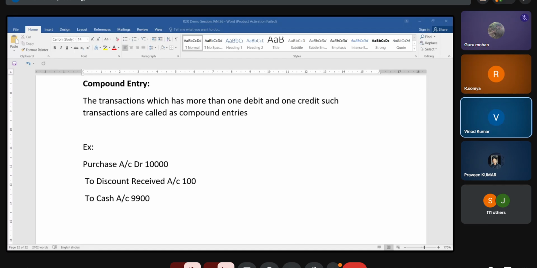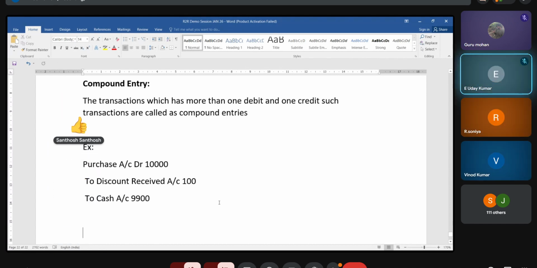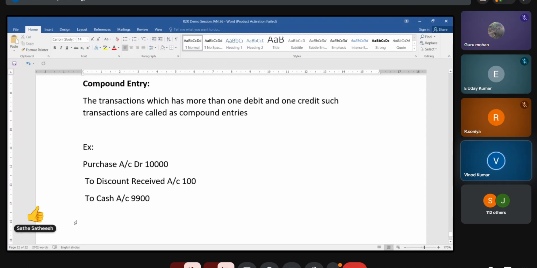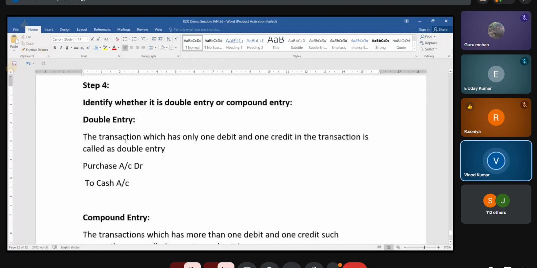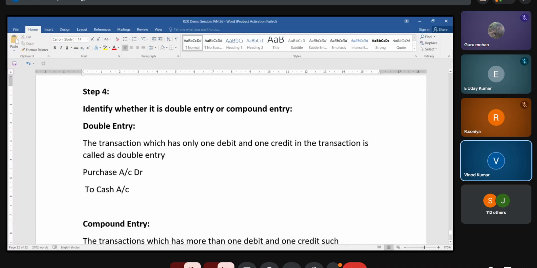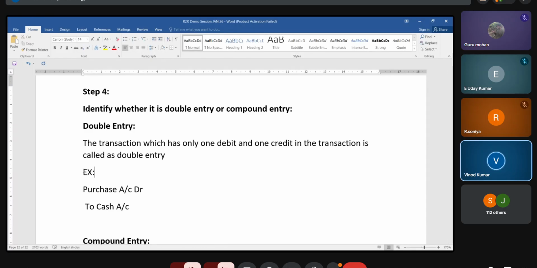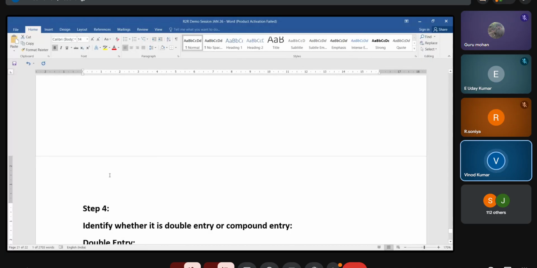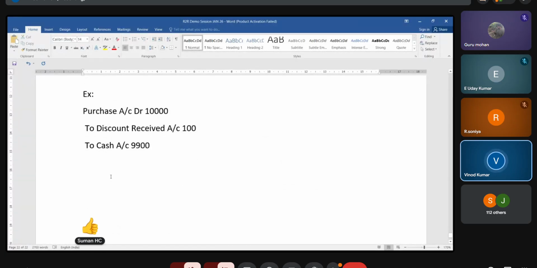Is that clear? Understand? Yes, sir. So the transaction which has more than one debit or credit is called a compound entry. The transaction which has only one debit and one credit is called a double entry. These are the four important steps to remember for generalizing each and every transaction. Now let's take a simple example, then we will generalize the transaction.